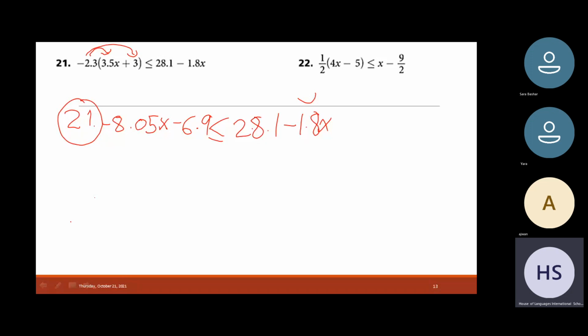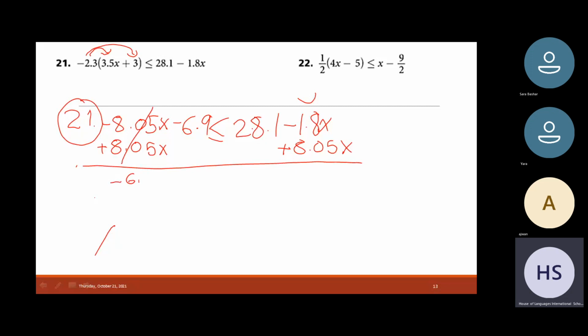Here what do you have? Negative 8.05, so you have to say positive. Why? I want to move the x to the second side. So I have negative here, I have to say positive here. Teacher, but I don't know how to solve it. Now, negative 6.9 is less than or equal to 28.1. Continue. Teacher, solve this one.